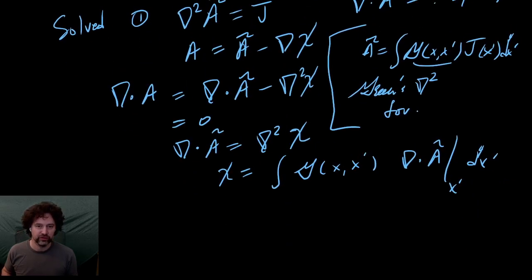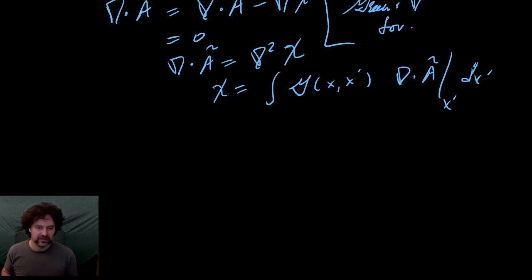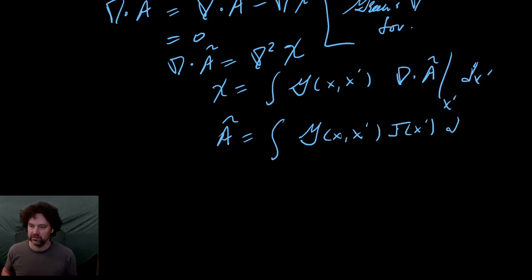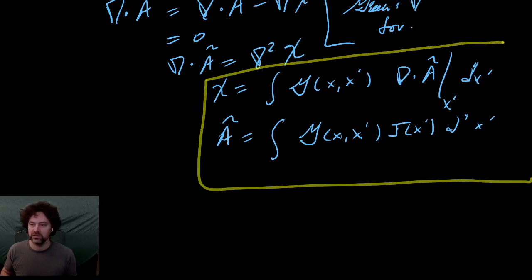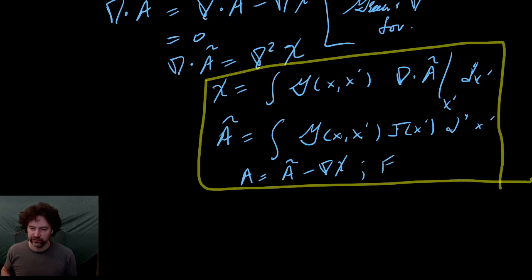Now we have a full solution for Maxwell's equations in terms of potentials, and that solution is chi and A tilde. Bam, here is a solution to Maxwell's equation where A is A tilde minus grad chi, and F is the curl of A.